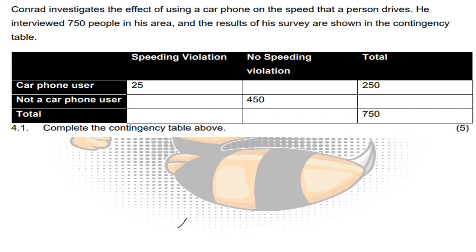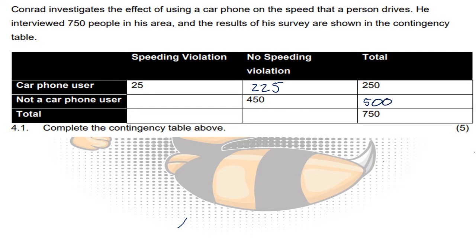We know that in a contingency table, all your values from left to right should add up into your total column, and all your values from top to bottom should add up into your totals row. So if we want to know how many people had no speeding violations that used the car phone, it would be 250 minus 25, which gives me 225. If I want to know the total number of people that did not use a car phone, I take the 750 and minus 250, which gives me 500.